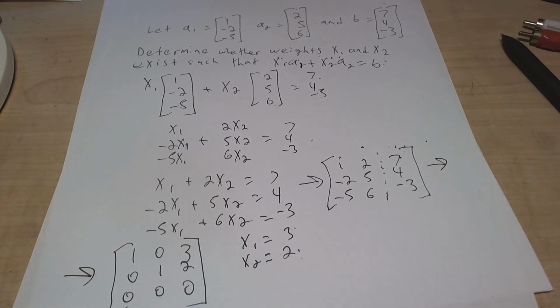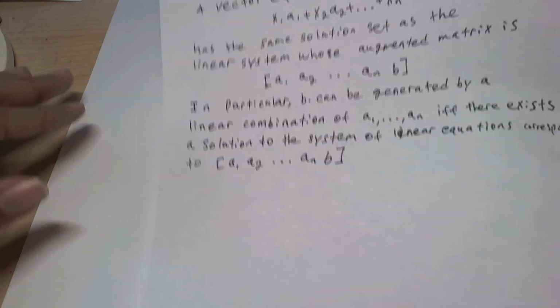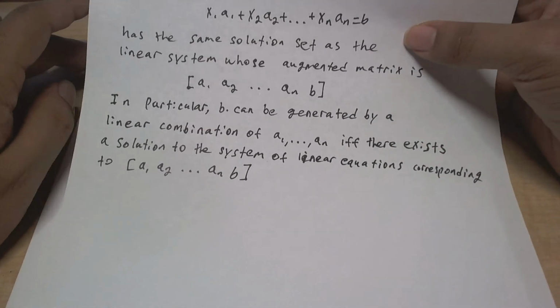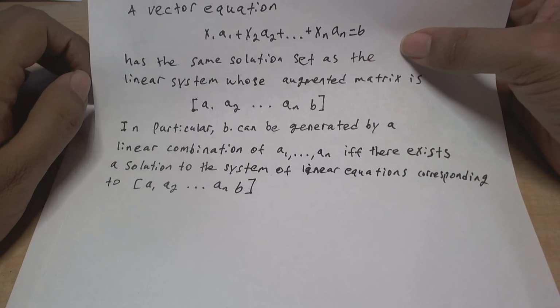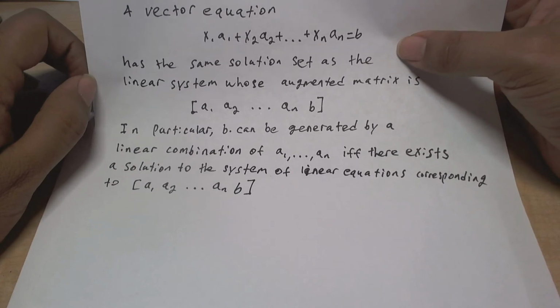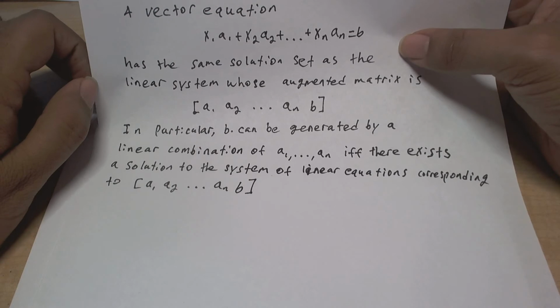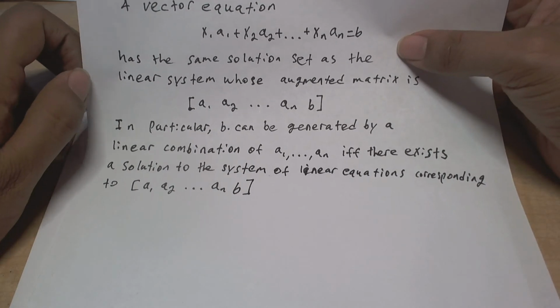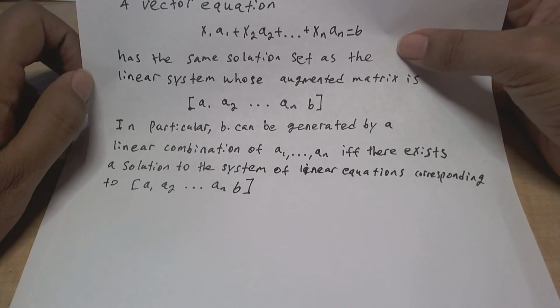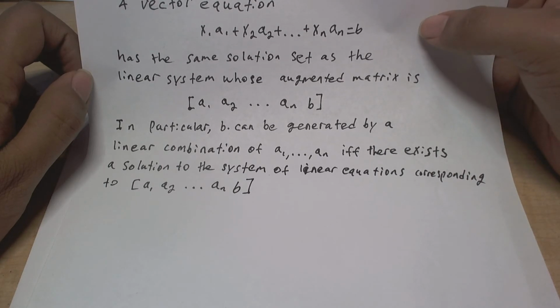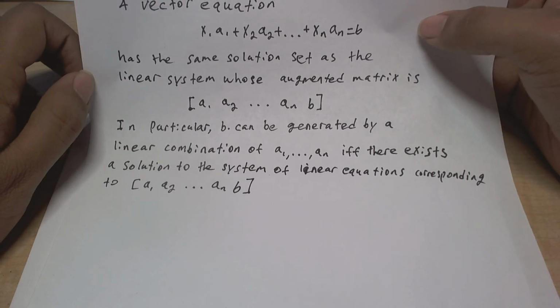From that, we could actually get this fact that I'm going to put on screen now. Here we go. Fact. A vector equation x sub 1, a sub 1 plus x sub 2, a sub 2 plus dot dot dot plus x sub n, a sub n equals b has the same solution as the linear system whose augmented matrix is a sub 1, a sub 2, dot dot dot, a sub n, b.